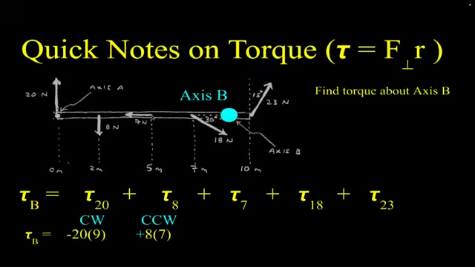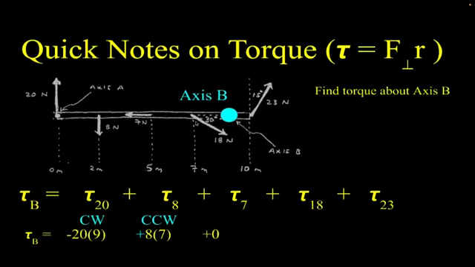Finally, we get to the 7 Newton force, but its line of action is right along the door. So its line of action goes right through axis B. It wouldn't make the door rotate clockwise or counterclockwise. So no torque from the 7 Newton force.